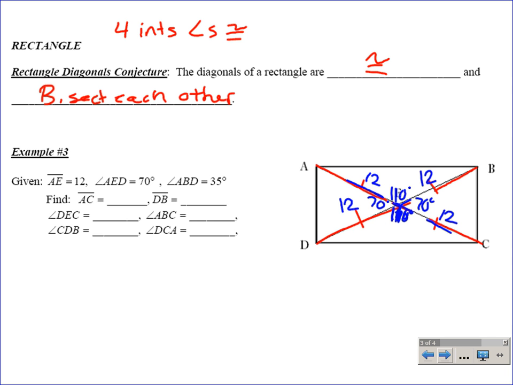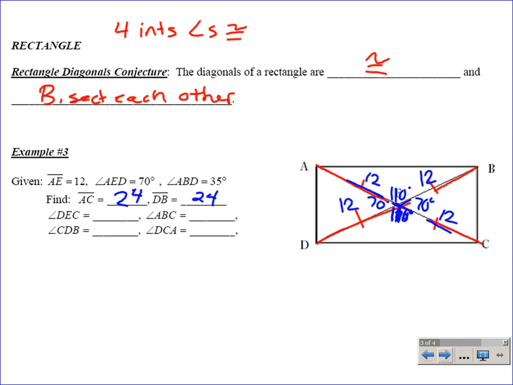Okay. What else are we looking at? That should be pretty close. We could probably figure the rest of these out. So how long is AC? It's 12. How long is DB? 24, right? Because it's the whole thing. It's 24.